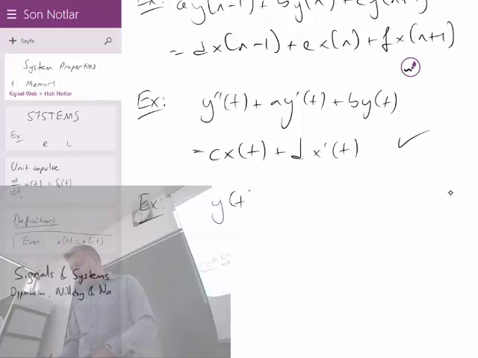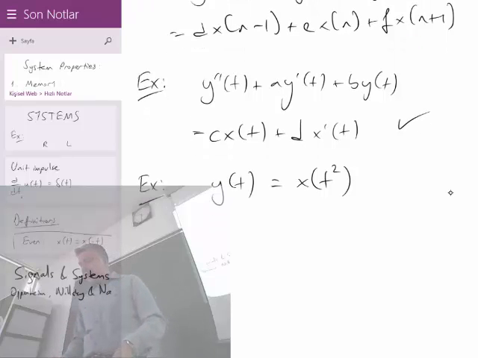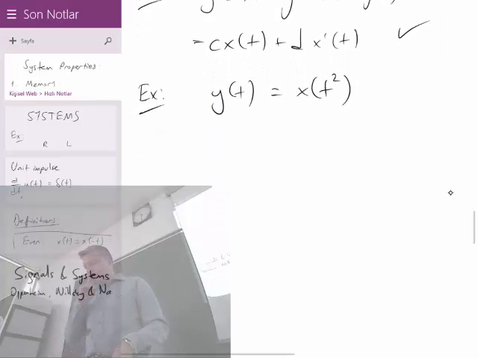How about this? y of t is equal to x of t squared. Is it a time invariant system? If you don't have a differential or a difference equation, you have to check. And the way to check is quite easy. Apply a shift into the input time index and see if the same amount of shift reflects to the output.